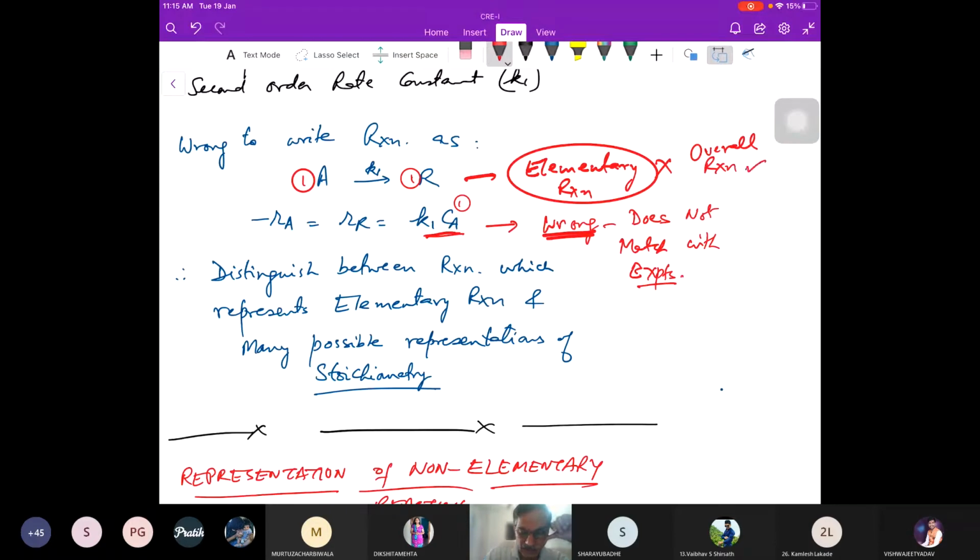If you write it as an overall reaction, that's fine. But if you write it as an elementary reaction, then we will get a different rate equation. That's why we should distinguish between these. ठीक है, समझ में आया?